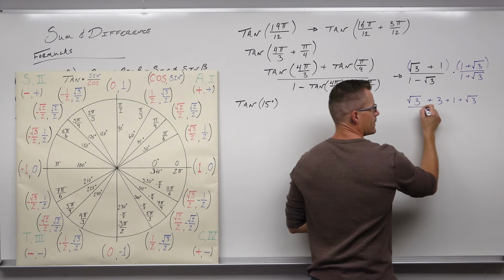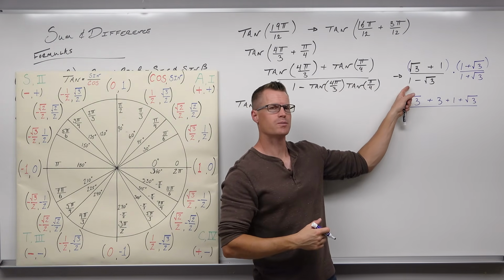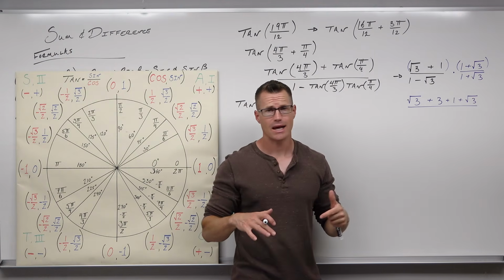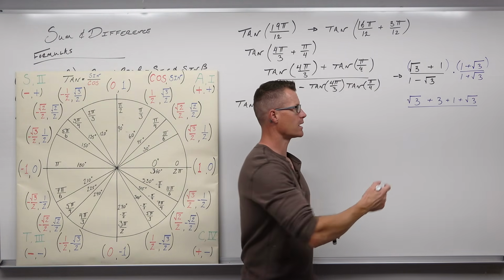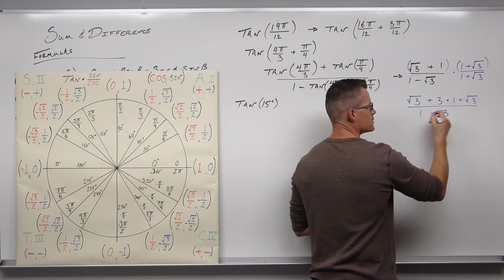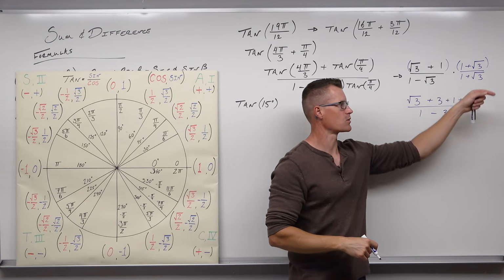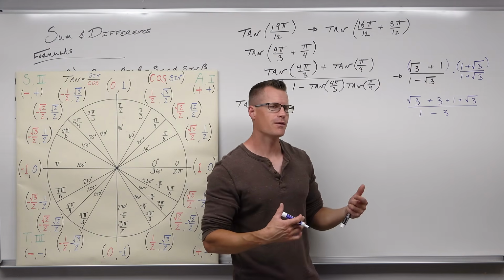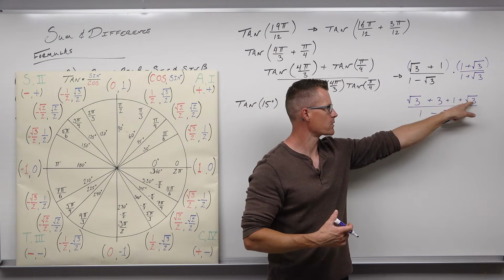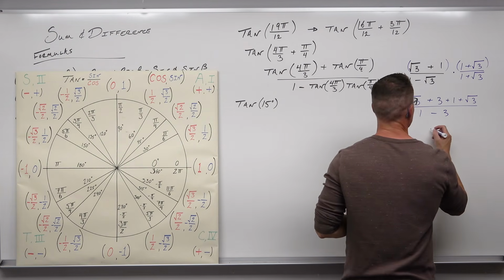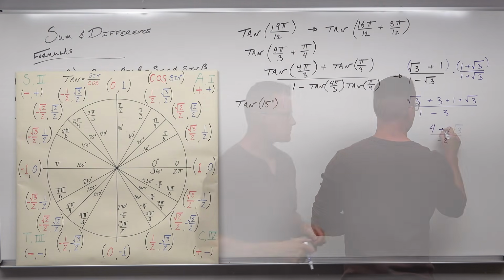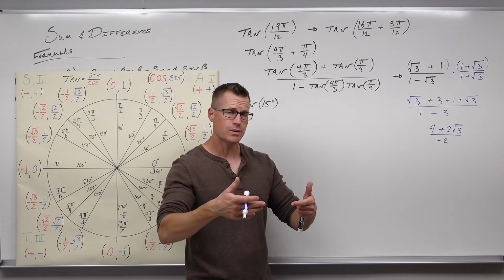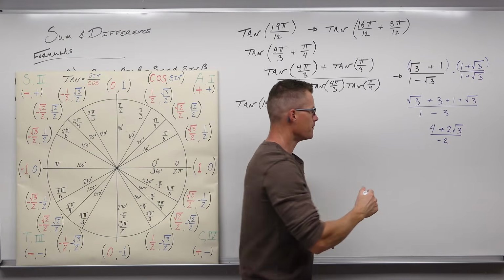So the way that is nice for us is when you distribute, 1 times 1 is 1, sure, but you're going to get square root 3 minus square root 3. That always cancels with conjugates. Your middle terms will annihilate one another. So 1 minus just 3. Square root 3 times square root 3 is 3. Negative square root 3 times positive square root 3 is negative 3. When we simplify all that, we'll have 4, 2 square root 3 over negative 2. Lastly, most of the time we don't like to see negatives on the denominator, so we'll take the negative and distribute it through the numerator.